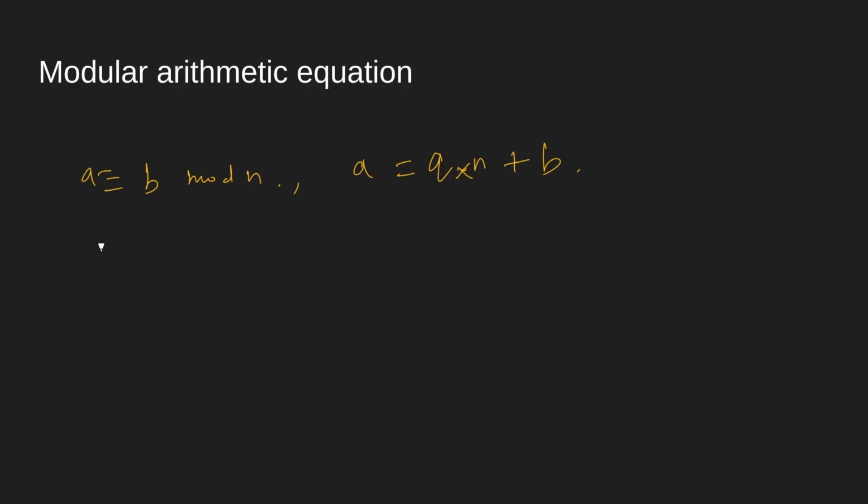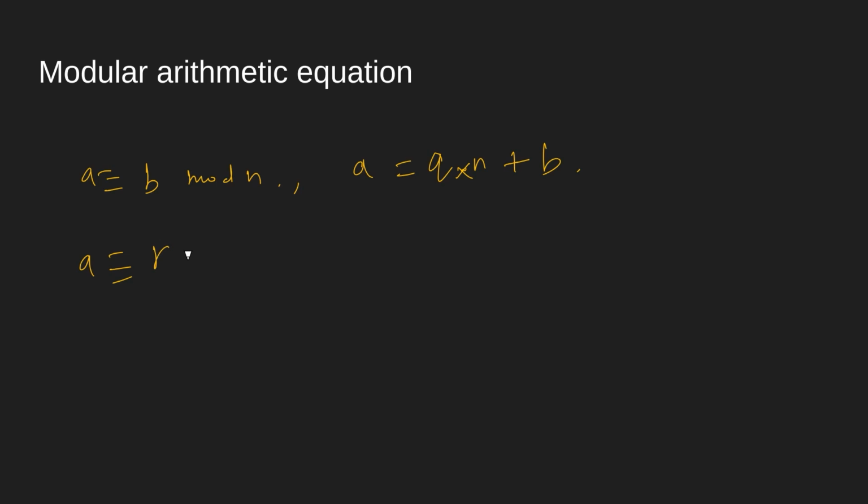But in order to proceed further, we need a much more restrictive definition. This definition is not very restrictive. What do I mean by that? If n is equal to 5, a could be 12 and b could be 7. Right, we can potentially find a quotient q which works for that. So the much more restricted definition is like this.